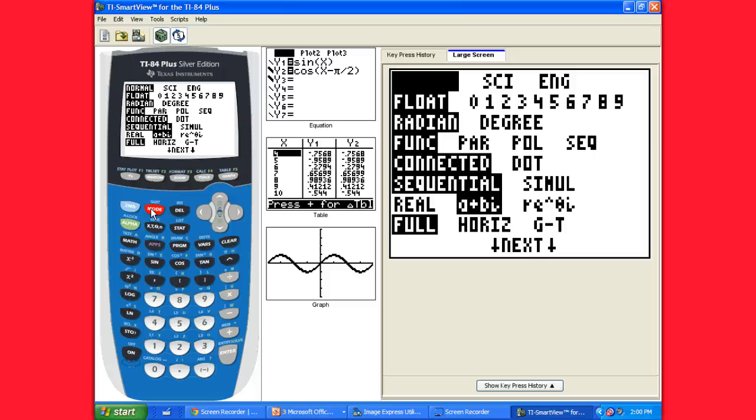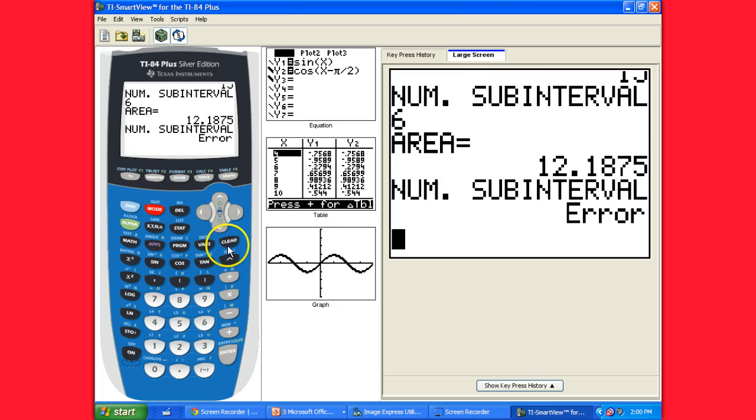In advanced mathematics, we live in radian mode. In AP Calculus, we seldom switch our calculator out of radian mode. So let's just put it in radian mode since they didn't specify for us here. So be sure that you're in radian. If you're in degree, go to radian and hit enter. And then we can quit out of that.